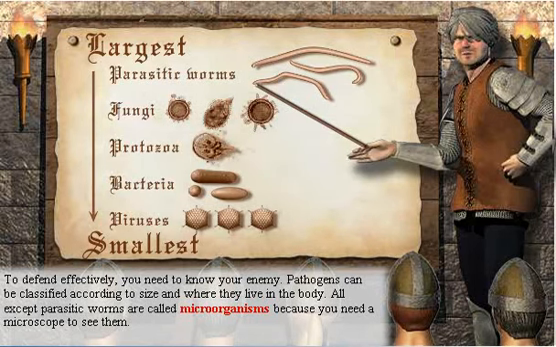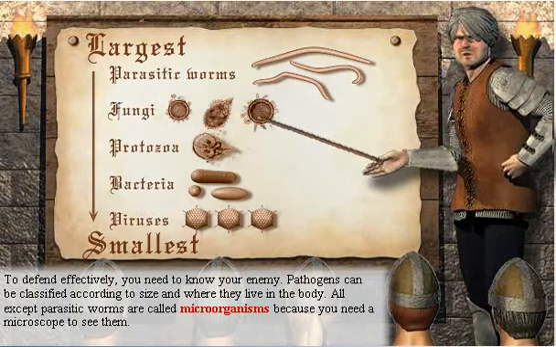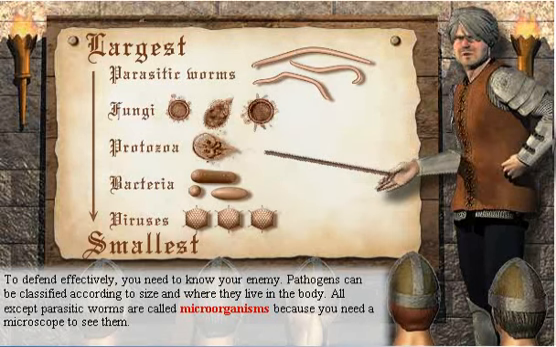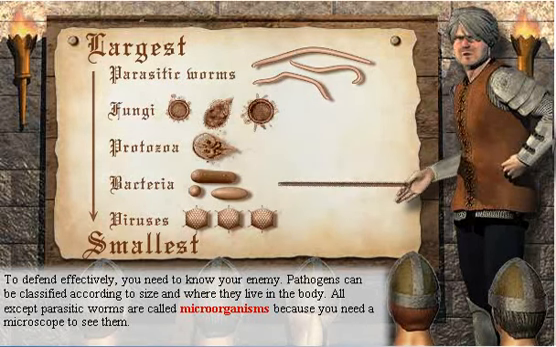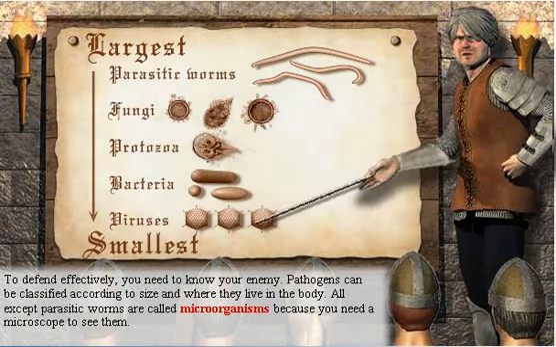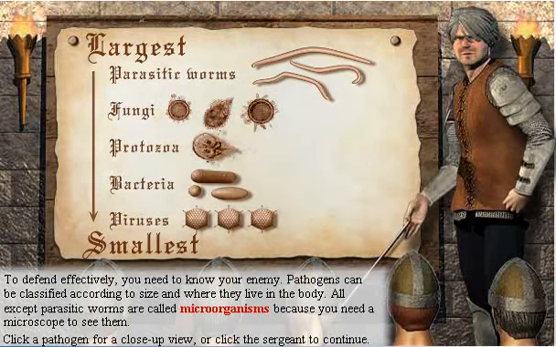Next, smaller than worms are fungi, and the single-cell eukaryote pathogens, such as the protozoan that causes malaria. Smaller still are bacteria, and the smallest of all are viruses. Click a pathogen for a close-up view, or click the Sergeant to continue.